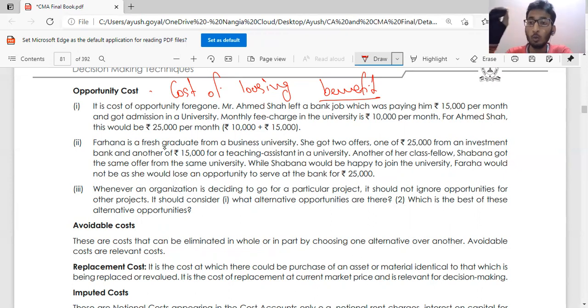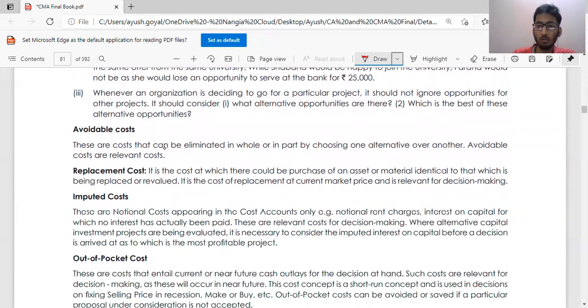Now suppose you use that material in project A, the project which I'm evaluating. What would be the consequences? You would not be able to earn 20,000 rupees from project B. So by using material A in our project, you are losing 20,000 rupees of profit in project B. So what would be the opportunity cost? Opportunity cost would be 20,000 rupees, or I can say the cost of losing a benefit. Whatever you are losing by using the resource in one project instead of somewhere else, that would be the opportunity cost.